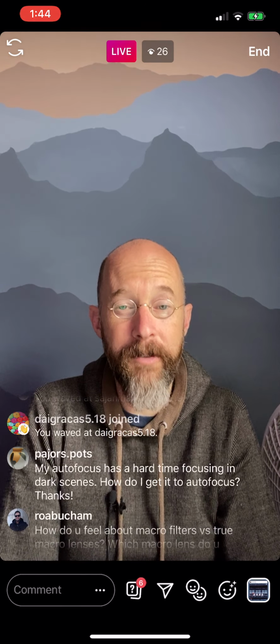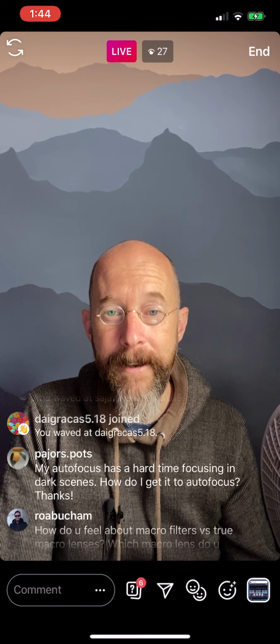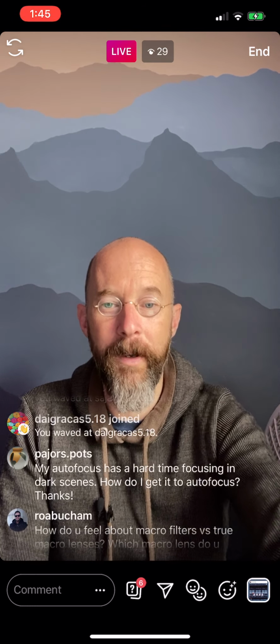So the camera's actually trying to look out for you. It's trying to make sure that it doesn't take a picture if it can't get that focus. Okay, so switch to manual focus. You will be all set.